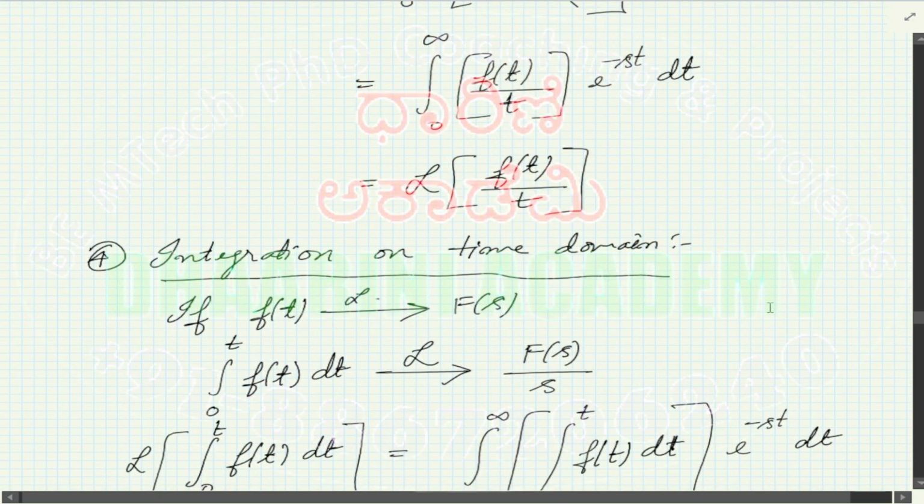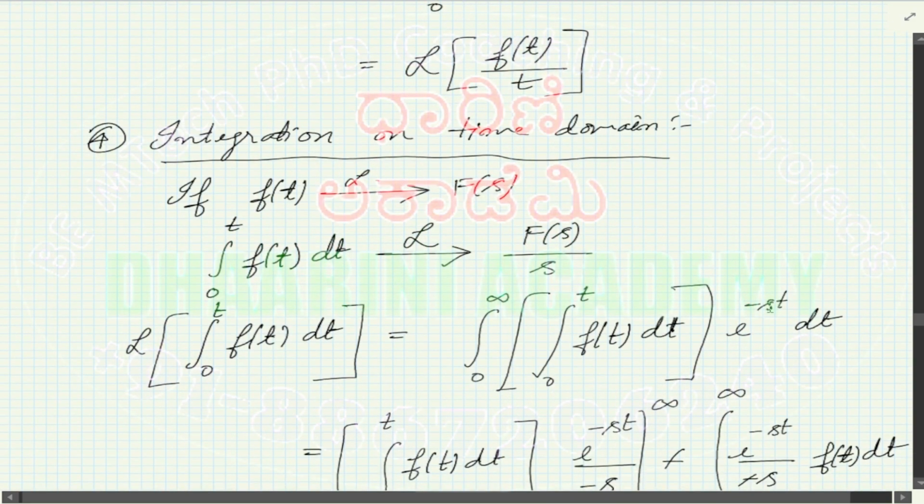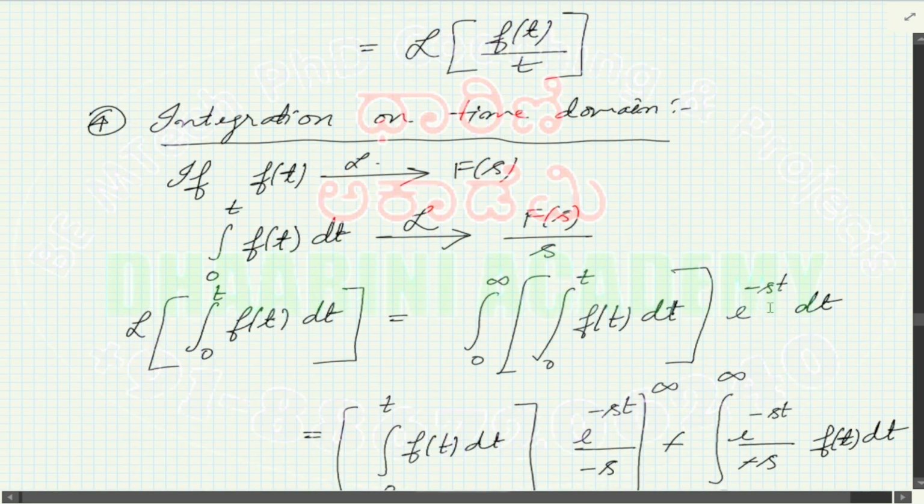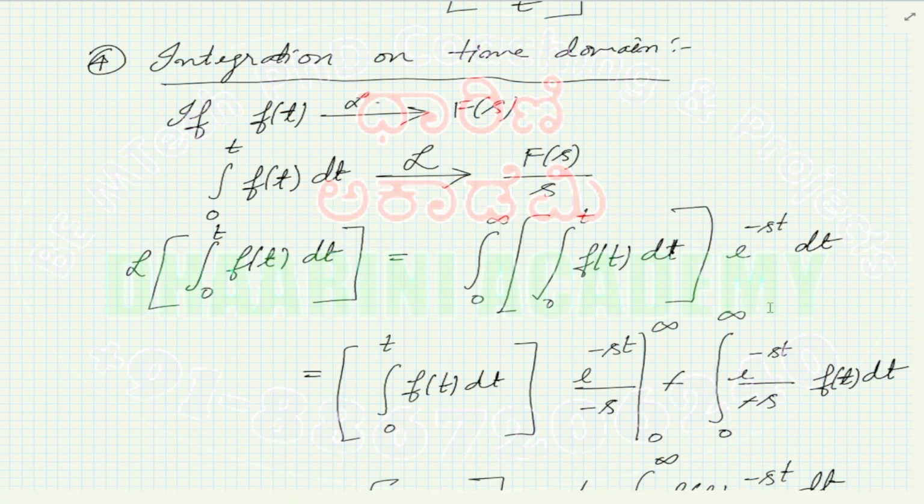The next property is called integration on time domain. So what is going to happen if you integrate on the time domain? This is pretty similar, analogous to the previous one. So f of t has f of s. Now you integrate it on the time domain. So 0 to t f of t dt means f of s by s. So we'll prove this. We'll start from Laplace of 0 to t f of t dt.